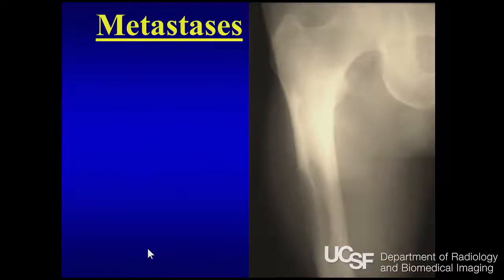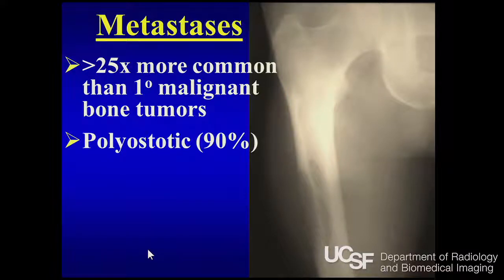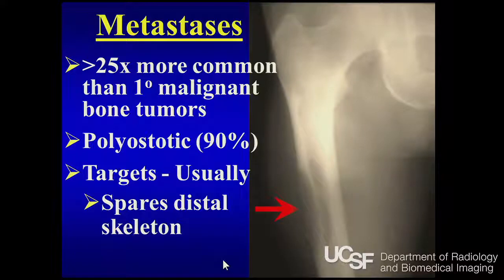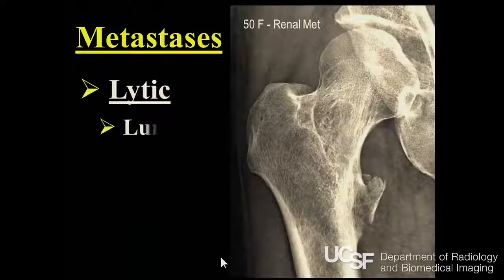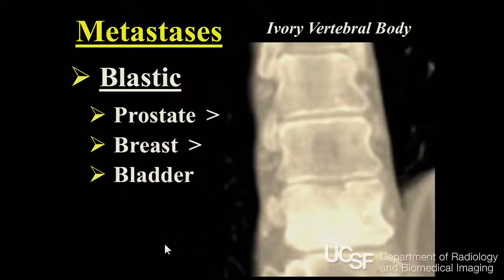Finally, we'll mention metastases, which in adults are at least 25 to 100 times more common than primary malignant bone tumors. When they present, they're usually polyostotic, and usually it targets the central skeleton proximal to the elbow and knee and spares the distal skeleton that is fatty replaced. Most commonly, when we see a lytic lesion, we think about primaries coming from lung, kidney, and breast, like this classic pathologic fracture in the lesser trochanter. When we see a blastic lesion, it often comes from a primary prostate, breast, or GU primary, like with this ivory vertebral body.